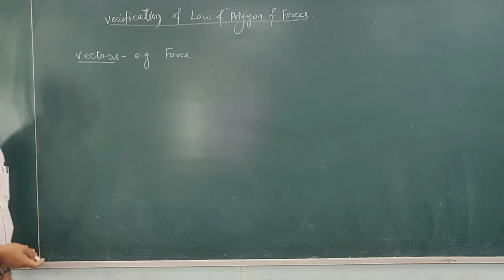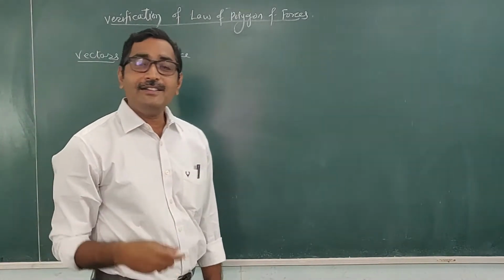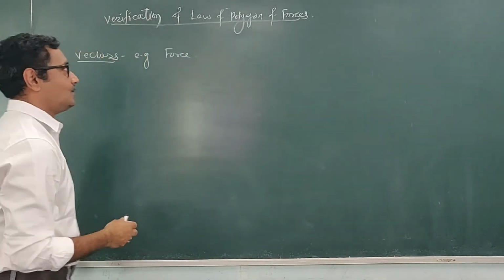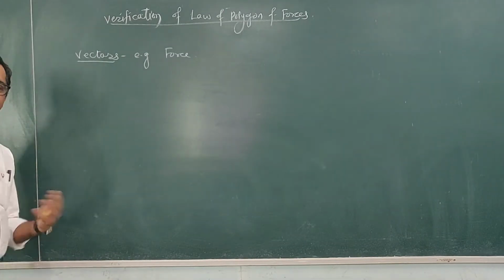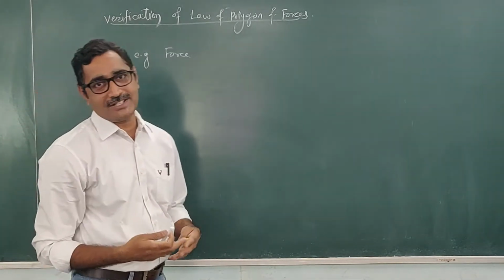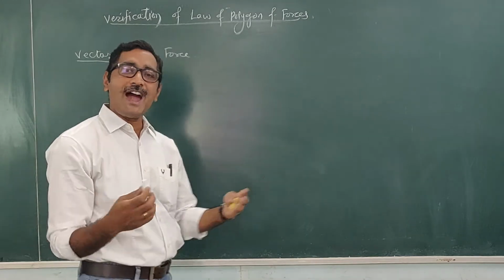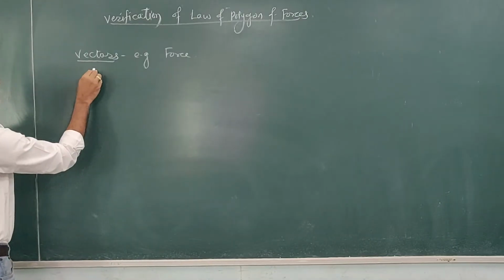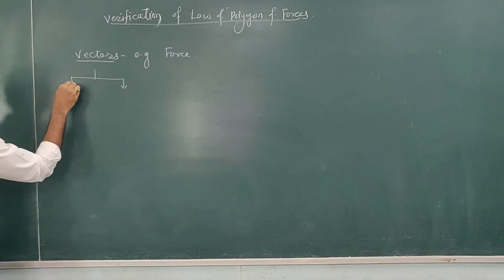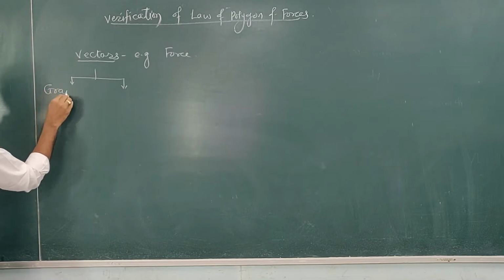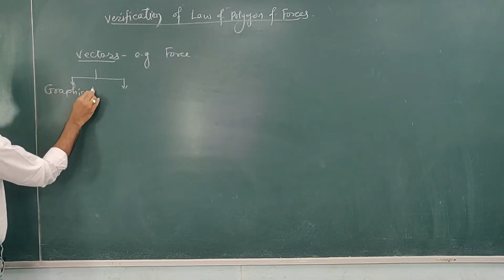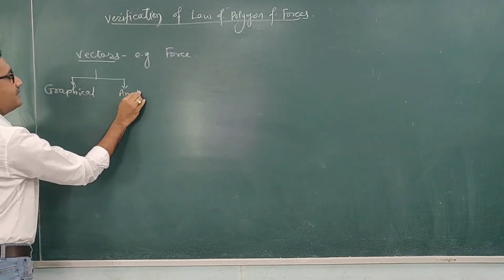The next point is how we can add the vectors. You have studied the addition and subtraction of vectors. Now for addition of the vectors there are 2 methods. The one is the graphical method and the other one is the analytical method.